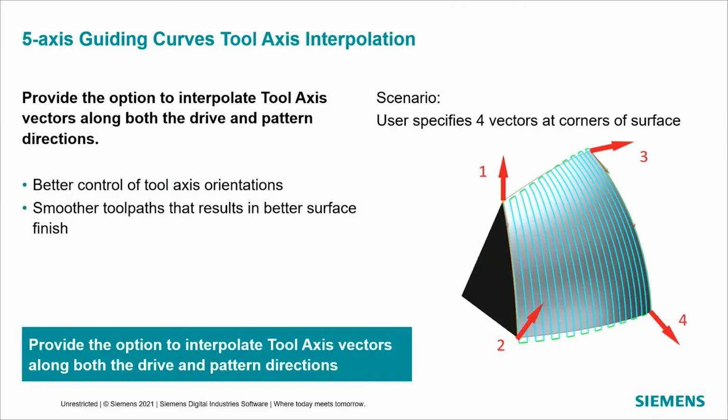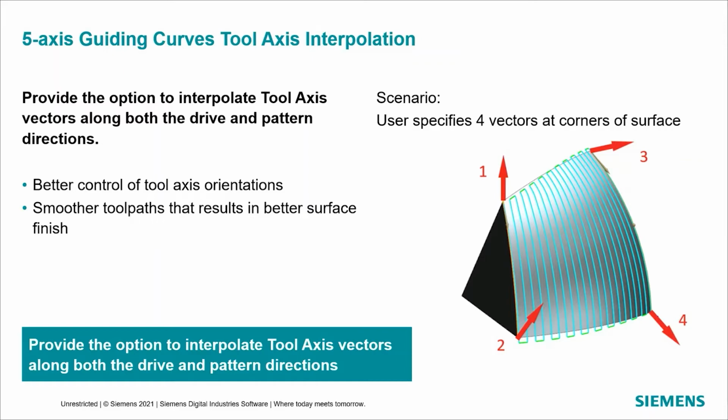Next, we'll talk about 5-axis guided curve tool axis interpolation. The tool axis interpolation has been around, but typically you would interpolate in one direction only. And the new option that we're going to be talking about in a minute is that you can do both in X and Y vectors. So this option gives you control to interpolate the tool axis along the drive pattern direction only.